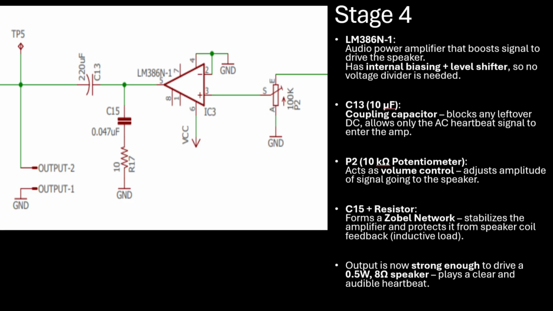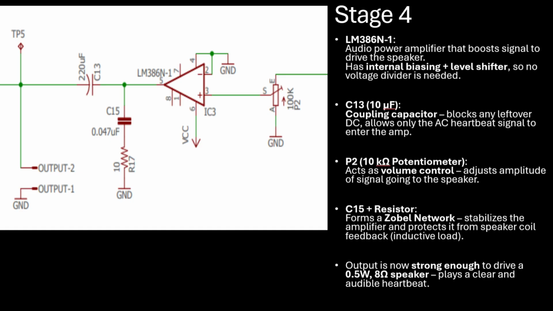Stage 4 is the final amplification stage. Its job is to boost the filtered heartbeat signal enough to drive a speaker, so we can hear the sound clearly. This stage uses the LM386N1, which is an audio power amplifier designed for low voltage applications. One advantage of the LM386 is that it has internal biasing and a level shifter, so we don't need to add voltage dividers or bias circuits like we did in earlier stages. This makes it very simple to use.